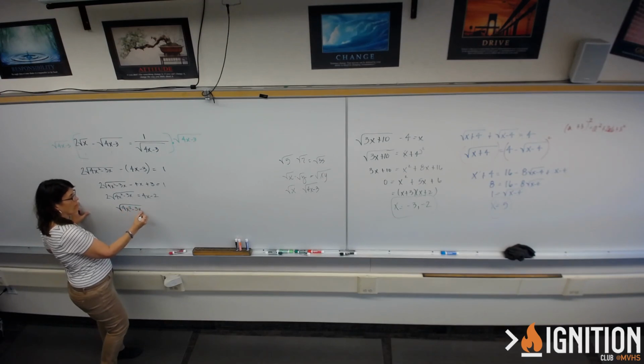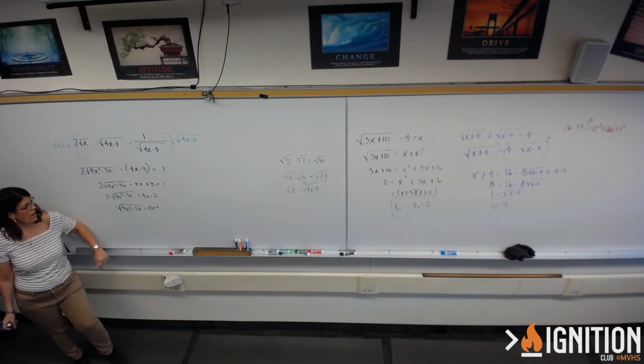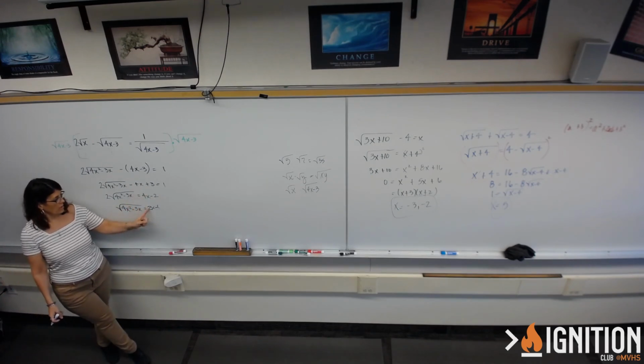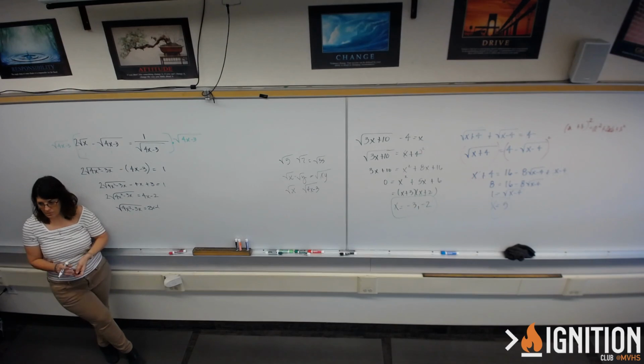You can square both sides before you divide. The numbers are smaller. I would divide by 2, and then I would square from here. This is another one where the squares become 0.